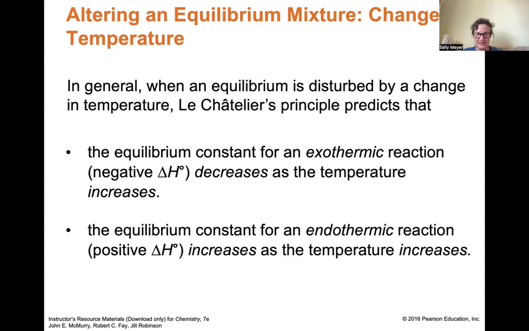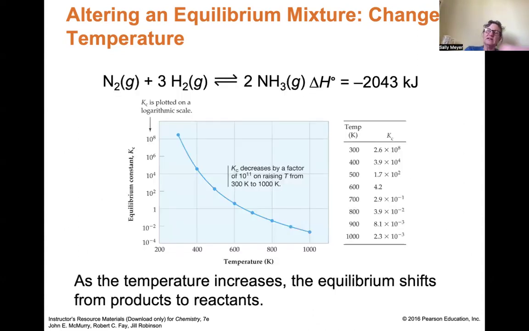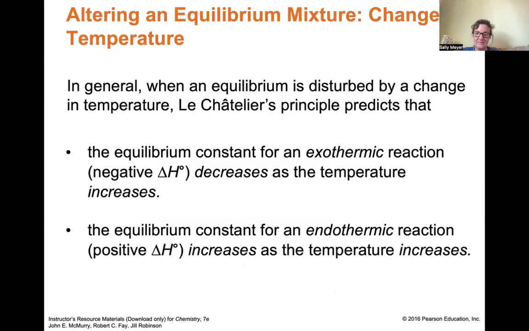And the equilibrium constant for an endothermic reaction is going to increase as the temperature increases, because now heat is a reactant. As you add heat, the system wants to alleviate that stress, so it's going to force the reaction to go forward, and therefore you'll have more products over fewer reactants, and that means that the value of the equilibrium constant will increase as the temperature increases.